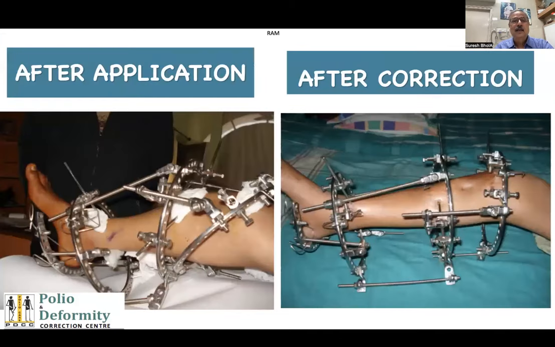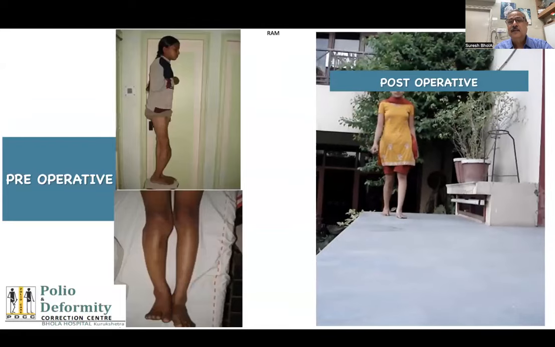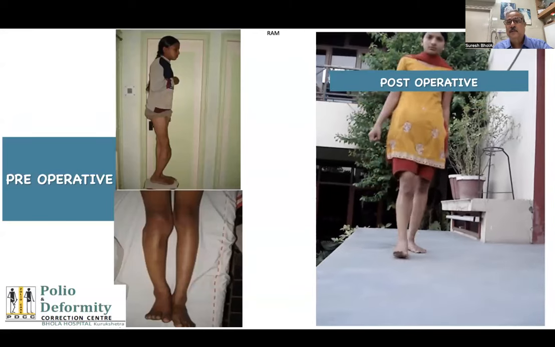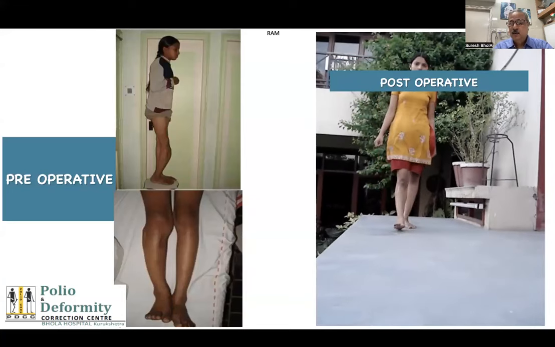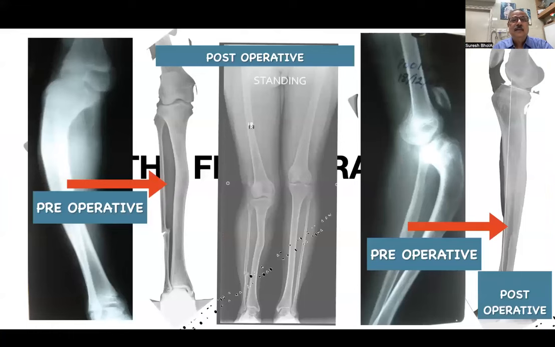And these are after application and after correction. Before correction, after correction. And these are the postoperative and preoperative. Length has been gained as well as the deformity has been corrected. And dear friends, these are the preoperative X-ray, AP, leg, and these are the postoperative X-ray leg, AP as well as lateral views.